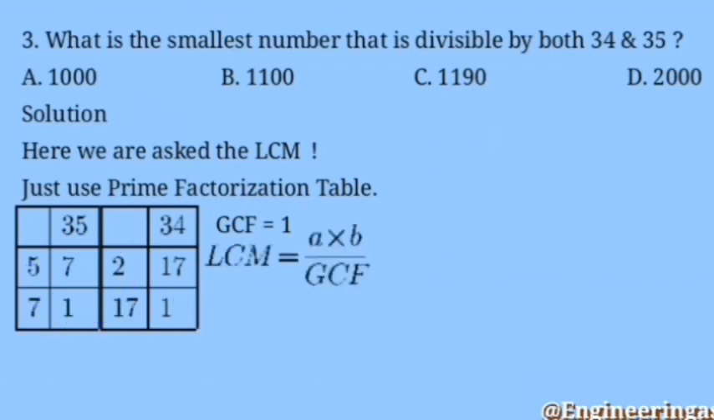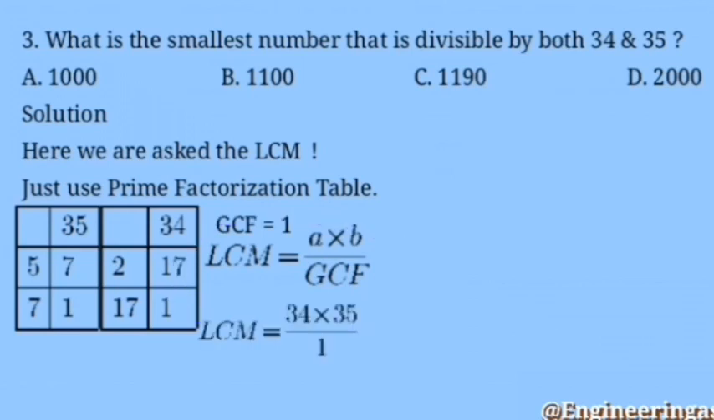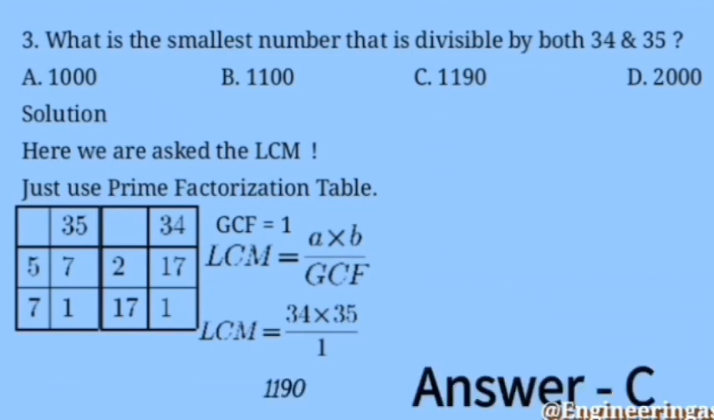So the greatest common factor will be number 1. The LCM will be calculated using this formula: LCM equals A times B over GCF, the greatest common factor. So we need to substitute in the numbers 34 and 35. So 34 times 35 over 1 will be 1190. So the answer will be C.